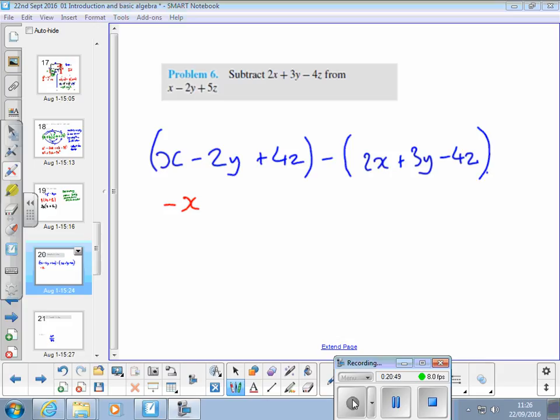Subtract 2x plus 3y minus 4z from x minus 2y plus 5z. Deliberately doing this because this is a type of problem that causes a lot of confusion, a lot of mistakes. So I'm interested in you telling me what you want me to do. And anyone else offering any ideas as well?